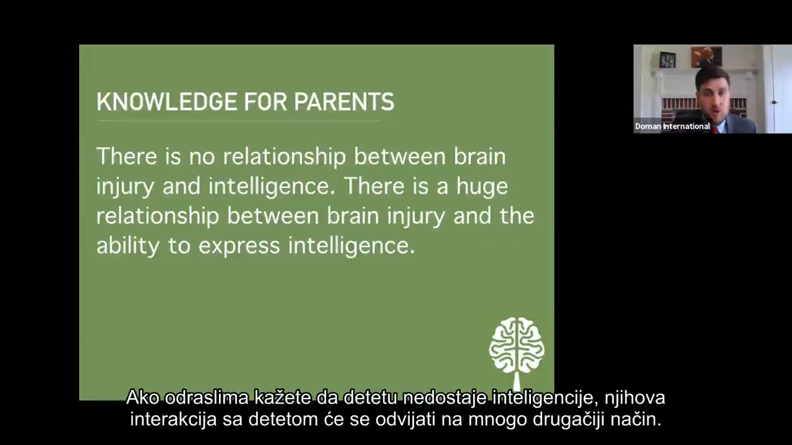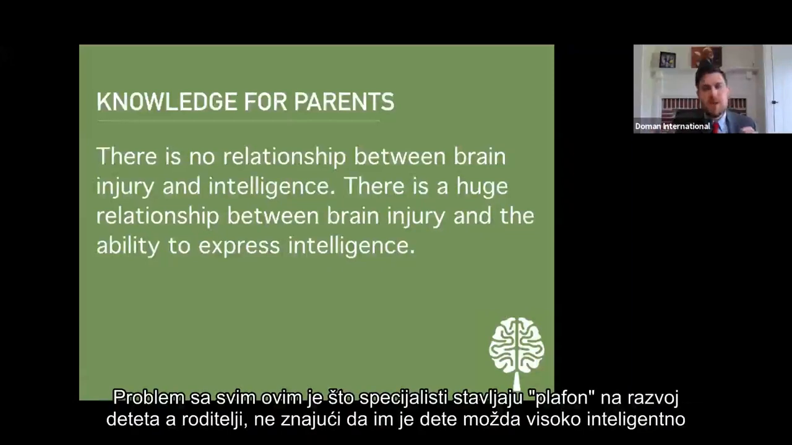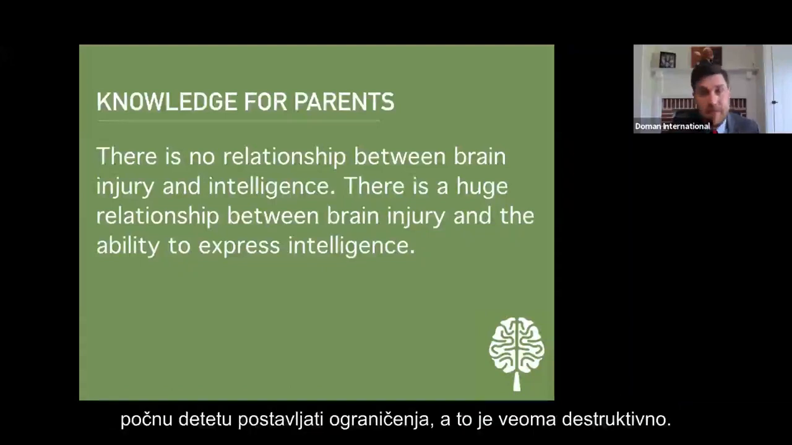Because if you're telling the adults in the child's life that the child lacks intelligence, those adults are going to interact with the child in a very different way. They're not going to stimulate the child in the same way that they would stimulate another child. They wouldn't talk to them in the same way. They wouldn't give them the same opportunities. They wouldn't have the same expectations. And the problem with all of that is the professionals are basically putting a ceiling on the child's development. And so the parents, not knowing that their child might be highly intelligent, begin to put limits on their own child. And this is very, very destructive.